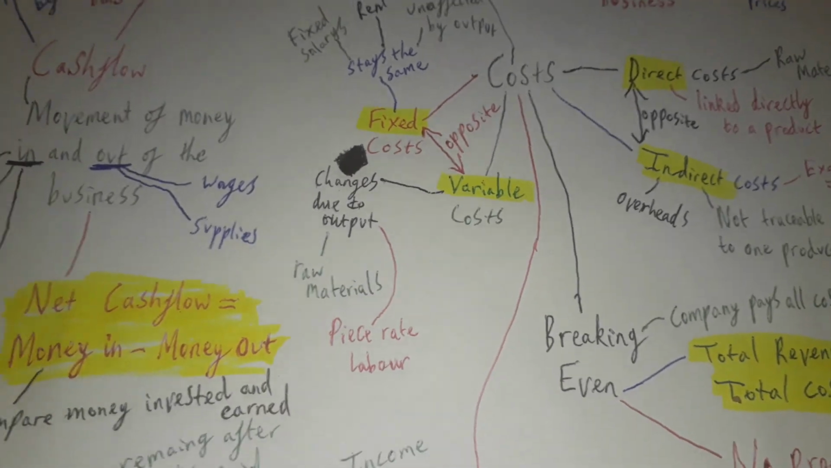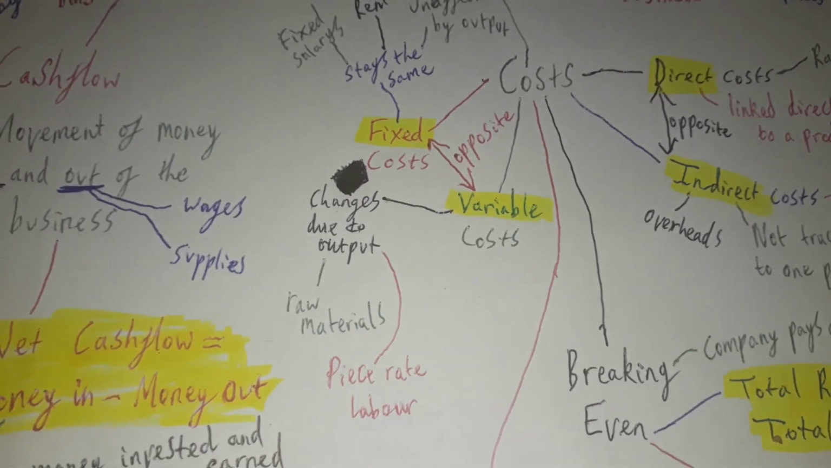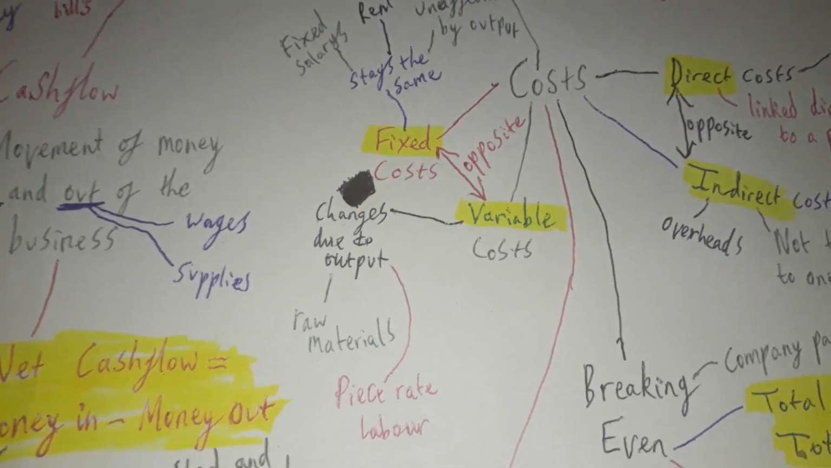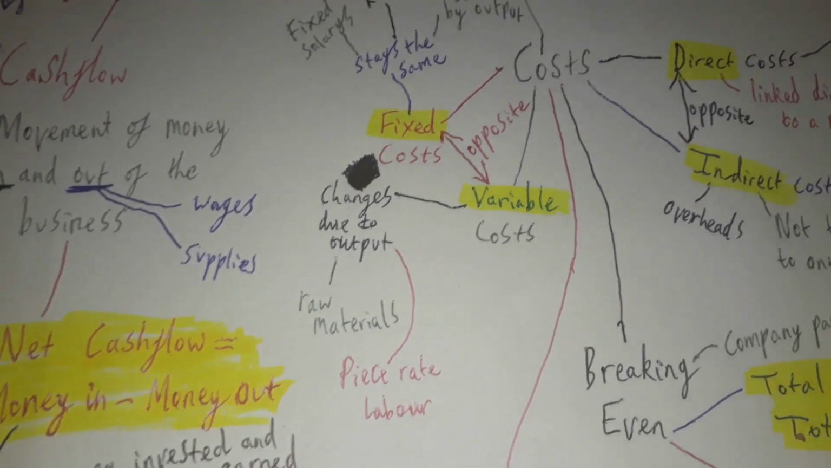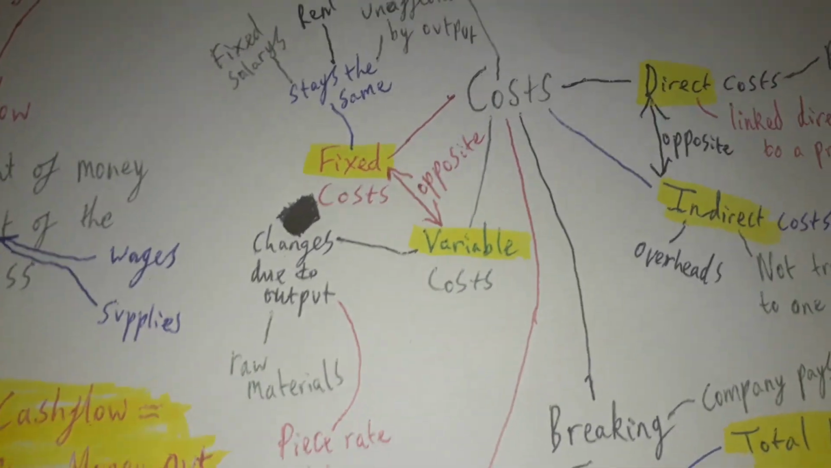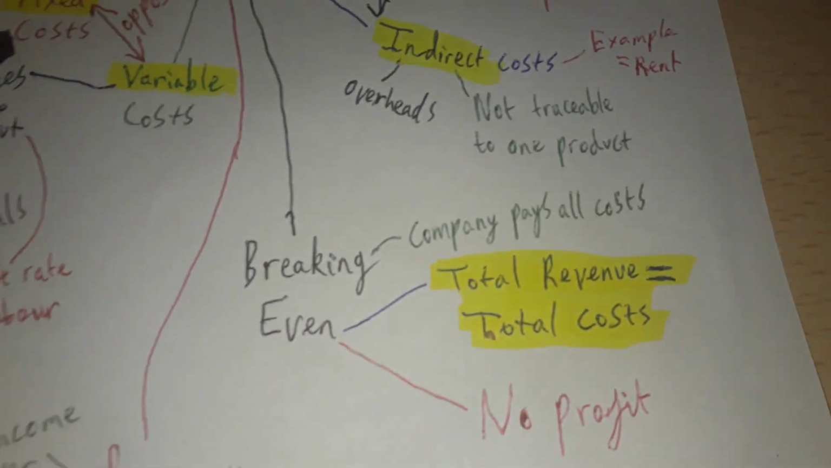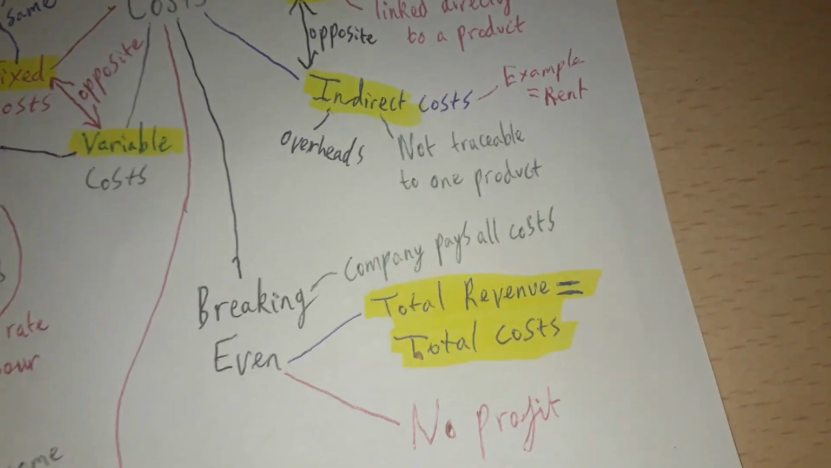Another thing you'd have to pay for changing to output is piece rate labor. That's basically where you pay people per thing they make or per thing they do. So if they do more, they get more, which is much more complicated to run as a business, I'm sure you can believe.